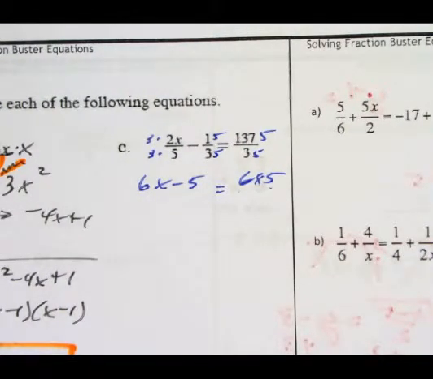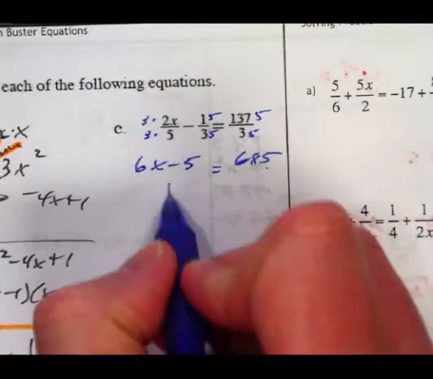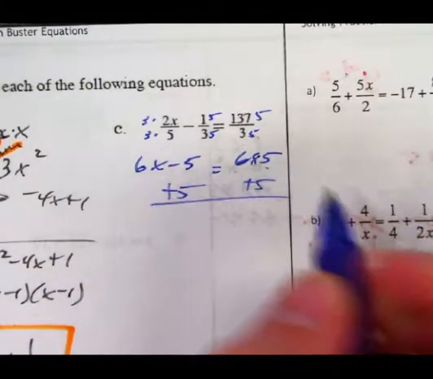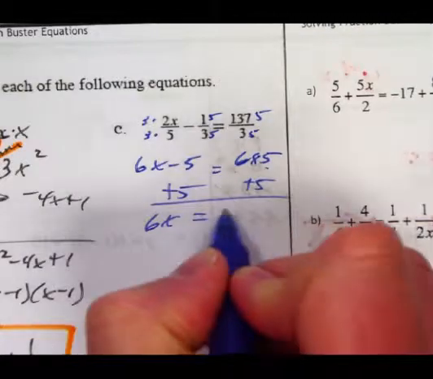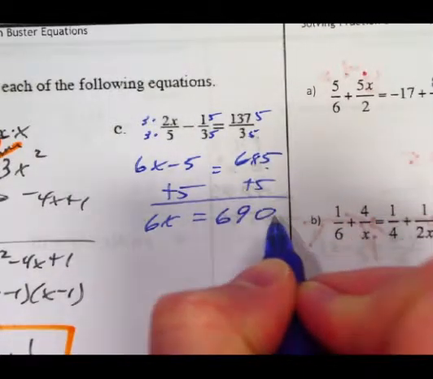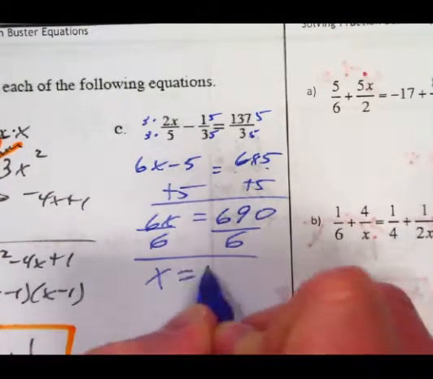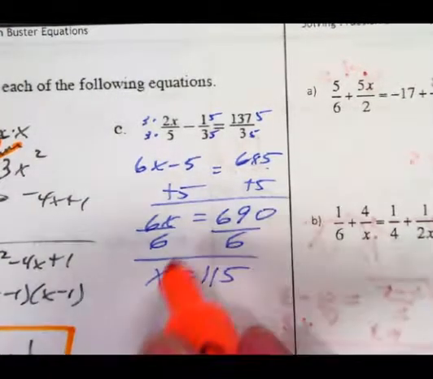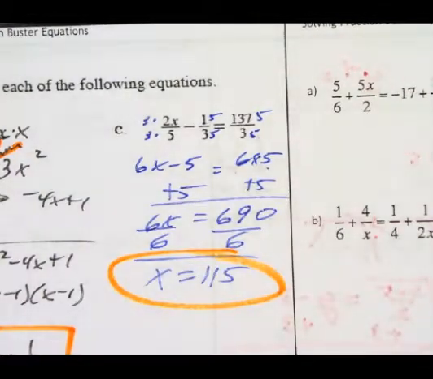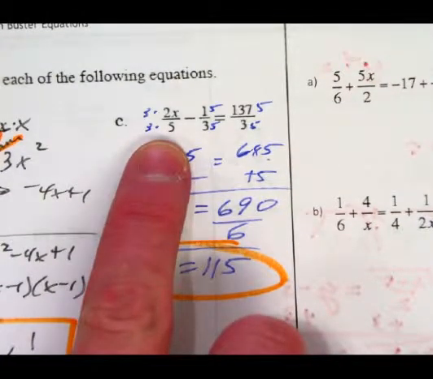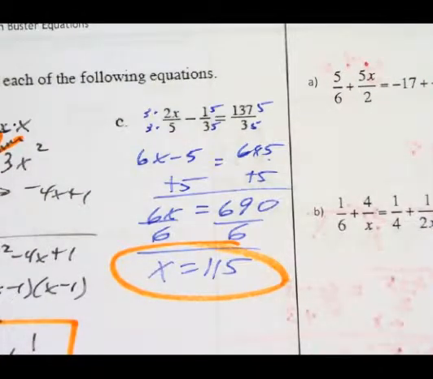That's a question we've been solving for a long time. Add 5 to both sides, and when I do that, I get 6x equals 690, and then I divide both sides by 6, and when I'm dividing by 6, then x equals 115, which again is a checkable answer. You can take 115, plug it in for x in the original problem to make sure that you're doing it correctly. Again, the idea for fraction busters is to get the same denominator all the way across, and then you can erase it or cancel it out.